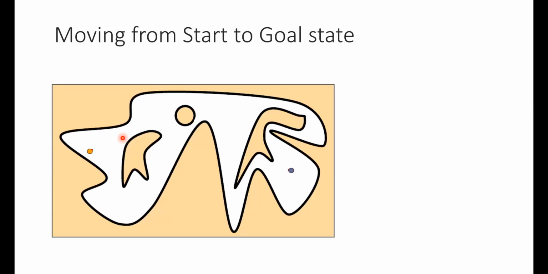Okay, so we have our search problem. How do I get from start to end? What's going to be problematic with just applying something like Dijkstra or A star to this? Can anyone think of a reason why that might be challenging? It's continuous.